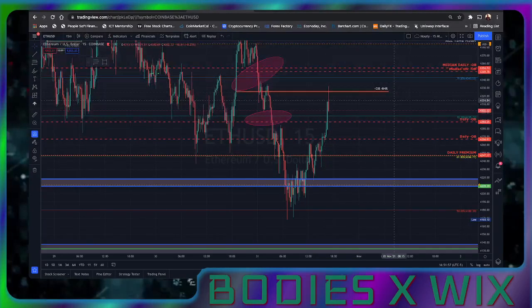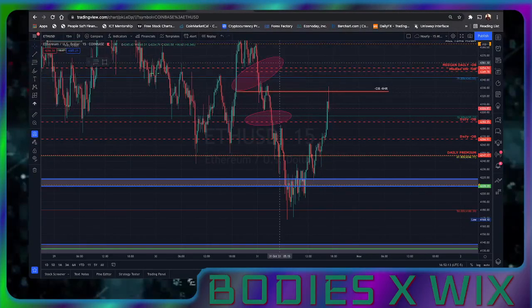But instead it fell short. And now that it's falling short, people are probably chasing it. People are probably chasing the fall. So this is why I think it's going to turn around and come back up.